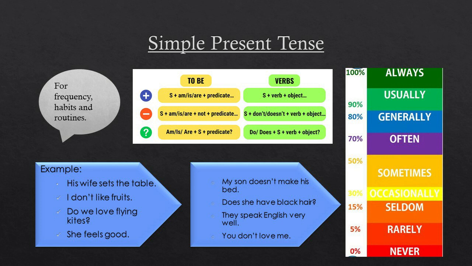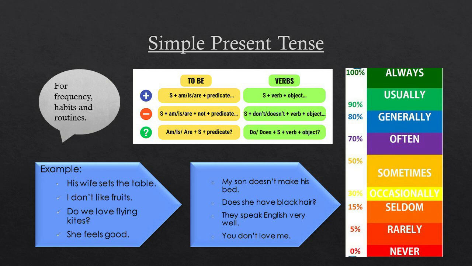So here we have frequency adverbs, right? So the frequency adverbs, in this case, indicate the frequency with which we do many things. For example, we say always when we are talking about the things that we do, for example, every day or something like that.